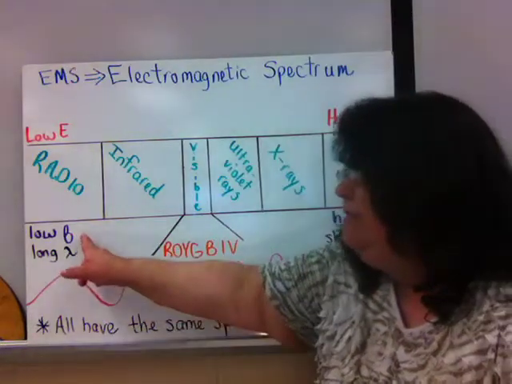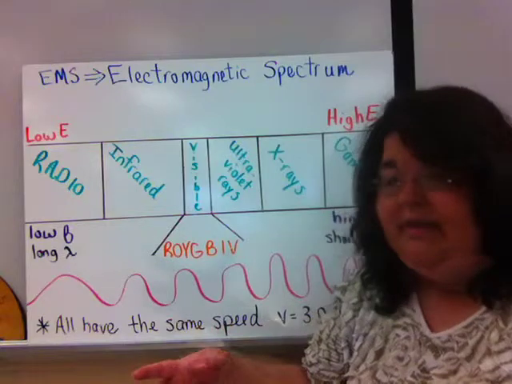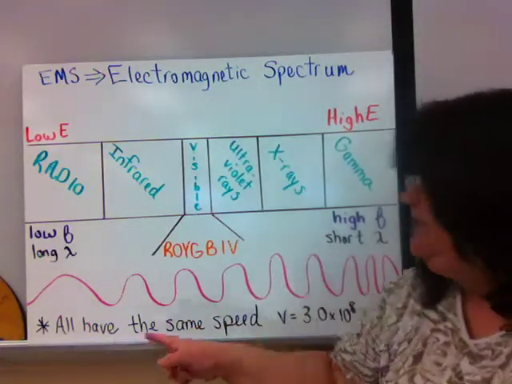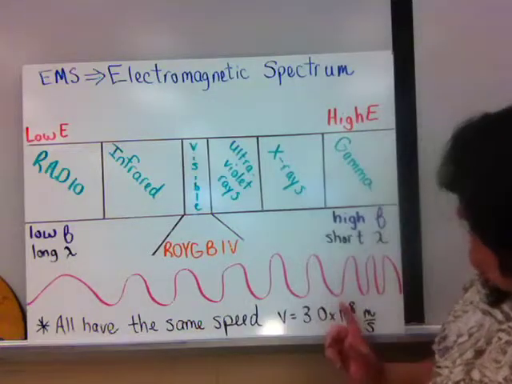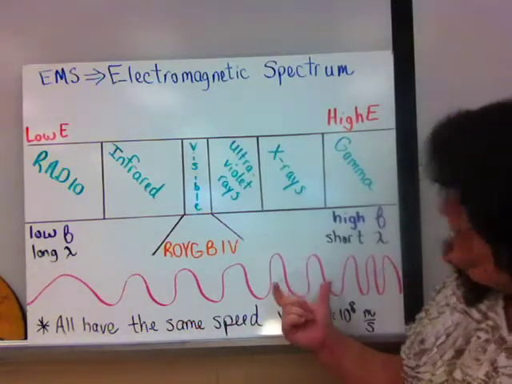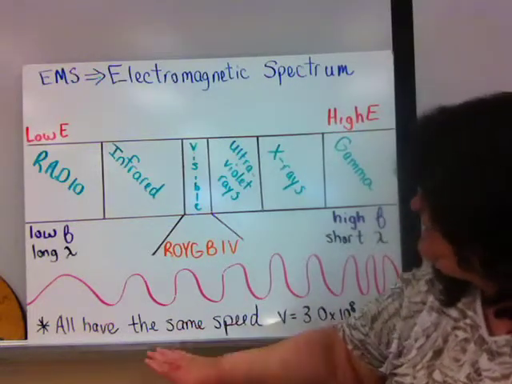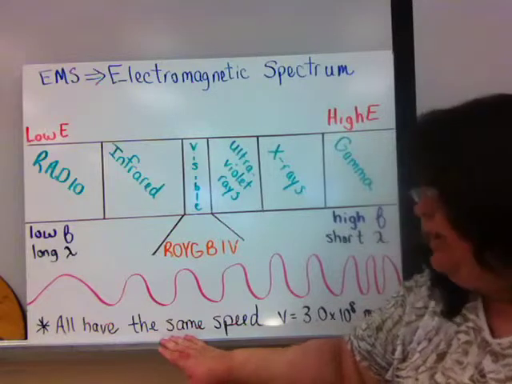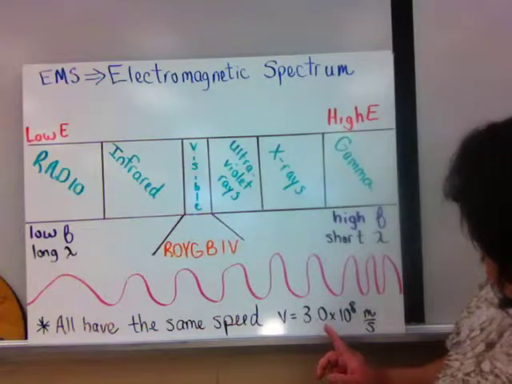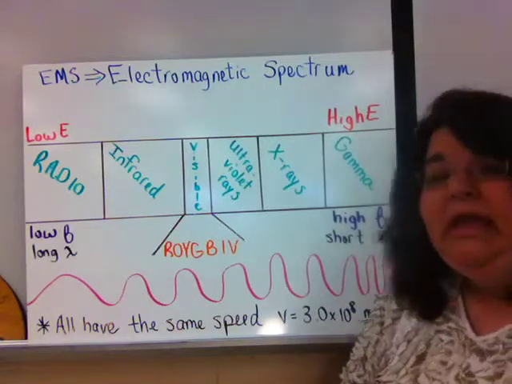If you have low frequency, you're going to have a long wavelength. And if you have high frequency, you will have a short wavelength. That's what these pink waves are representing here. As the frequency increases, the wavelength, the distance between crest to crest, will get shorter. It's important to note that all of them will have the same speed. Light travels in a vacuum at 3.0 times 10 to the 8th meters per second.